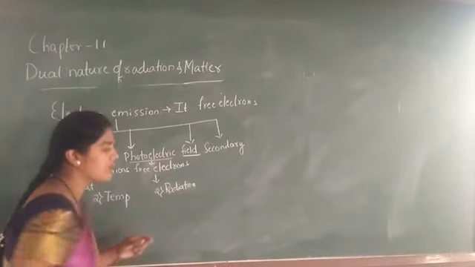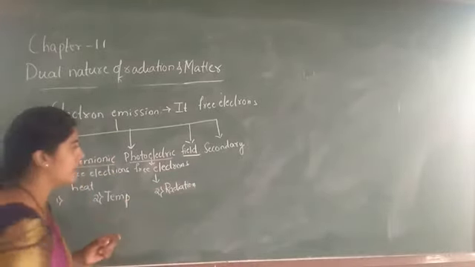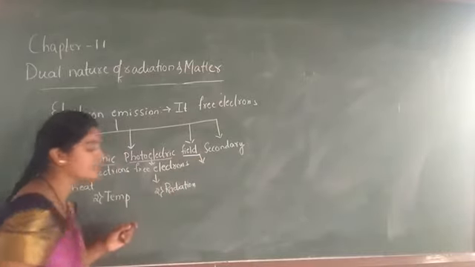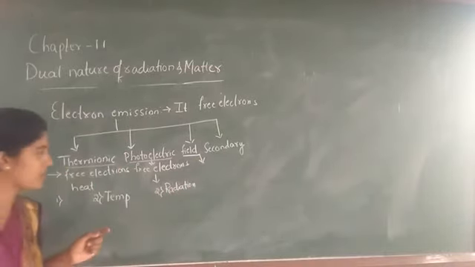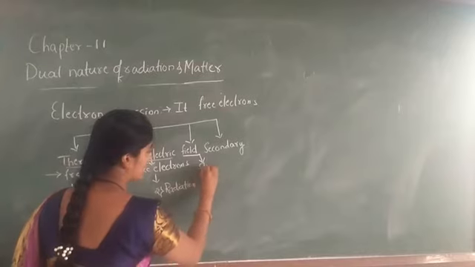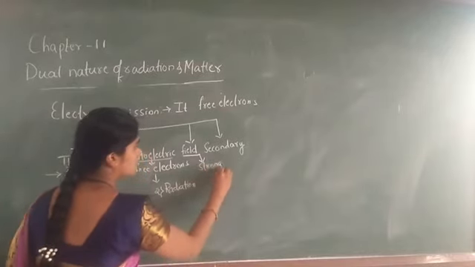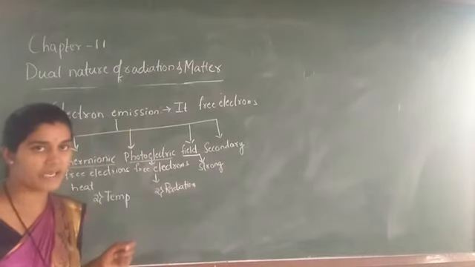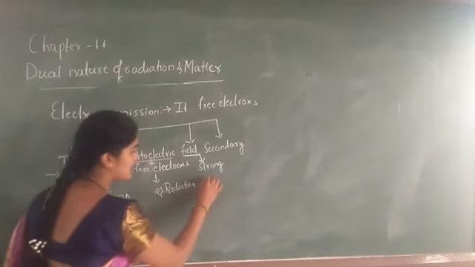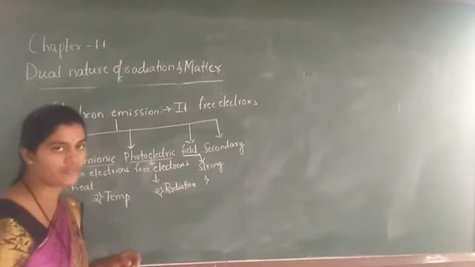Next, third one is electric field or field emission. Again, it is the process of emission of the free electron when a strong electric field is applied to it. It depends upon the nature of the substances and the strong field.